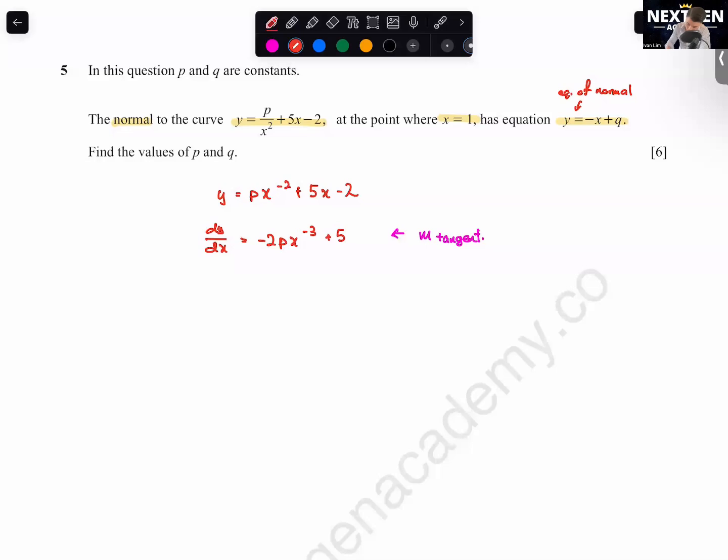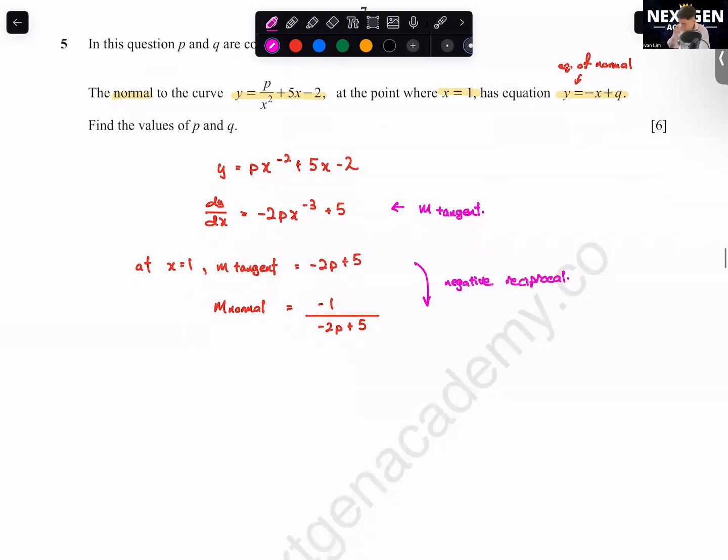What do we want to find? Let's find at x equals 1. What is my gradient of tangent? Gradient of tangent is negative 2p plus 5. Gradient of normal, if I want to come up with an expression, will be the negative inverse of this. So negative 1 over (negative 2p plus 5). This is your negative reciprocal, or negative inverse.